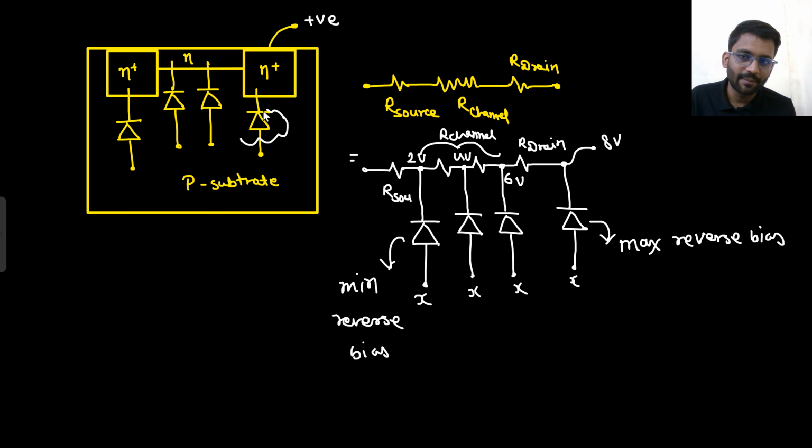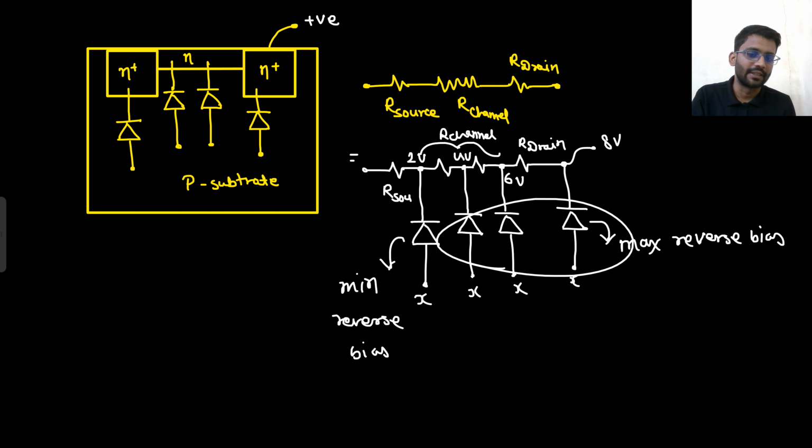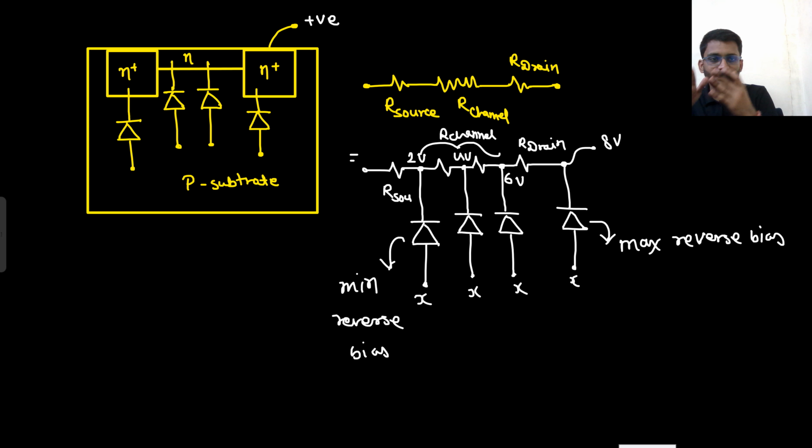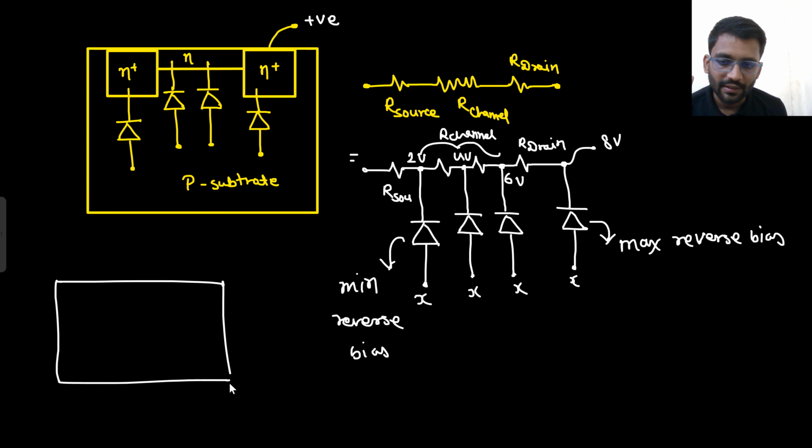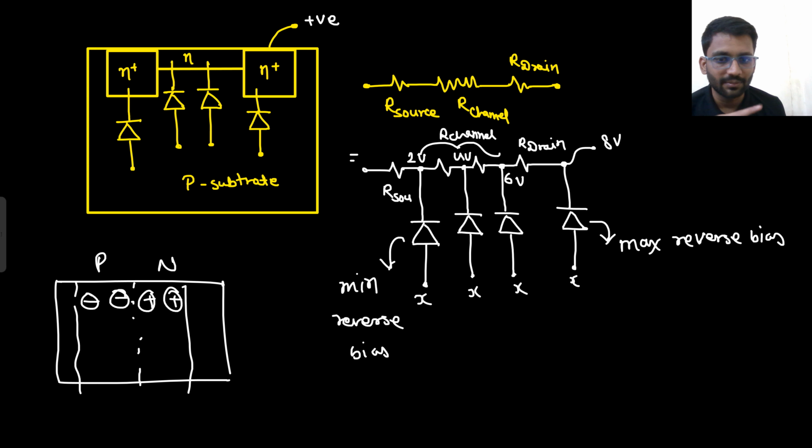So here this diode has the maximum reverse bias, and also most of the potential is across these diodes only. So in this region we have the maximum reverse bias, but slowly the reverse bias is getting decreased. If reverse bias decreases, that means the depletion region also decreases. If you remember PN junction, that's why I said PN junction is very important. More the reverse bias, more the depletion region. If I increase the reverse bias, this region would increase.